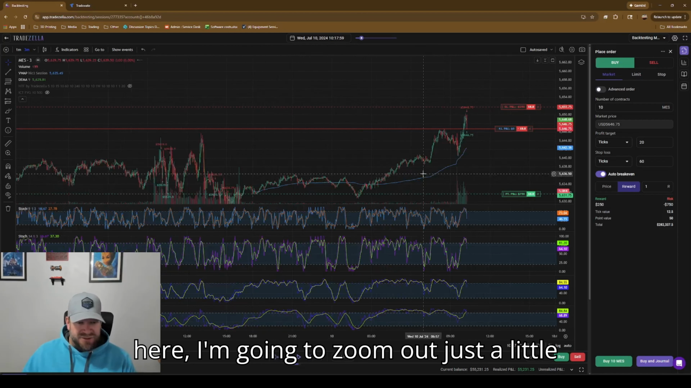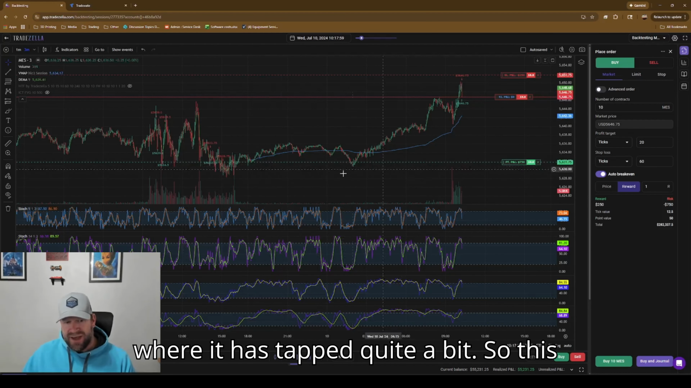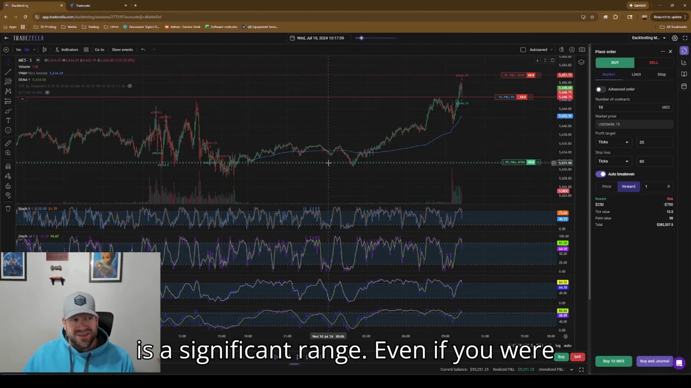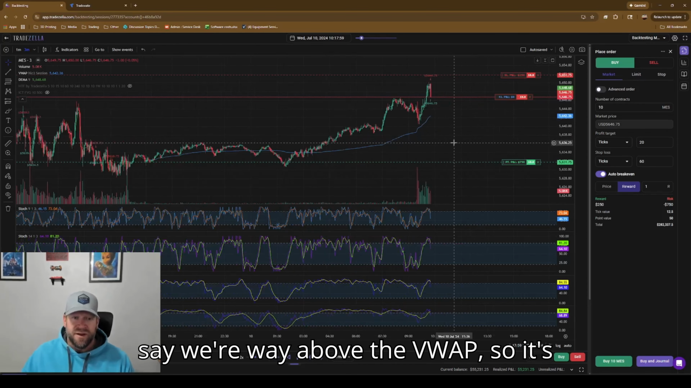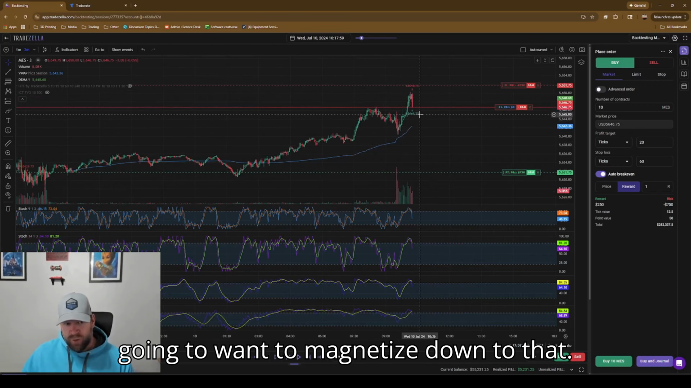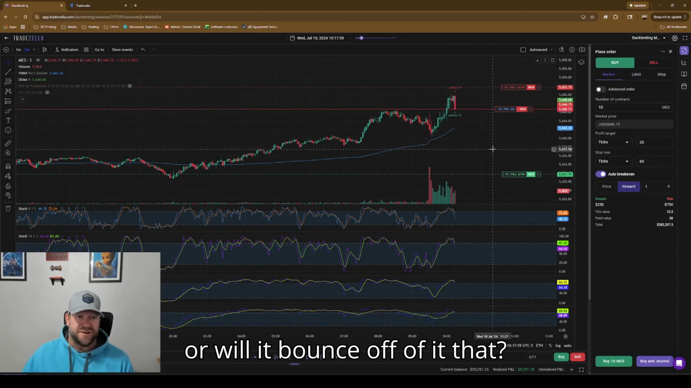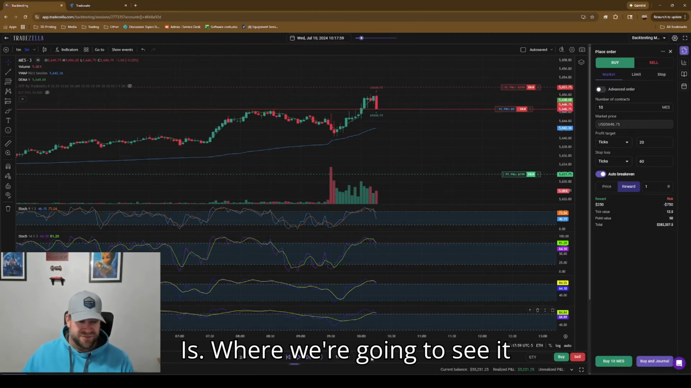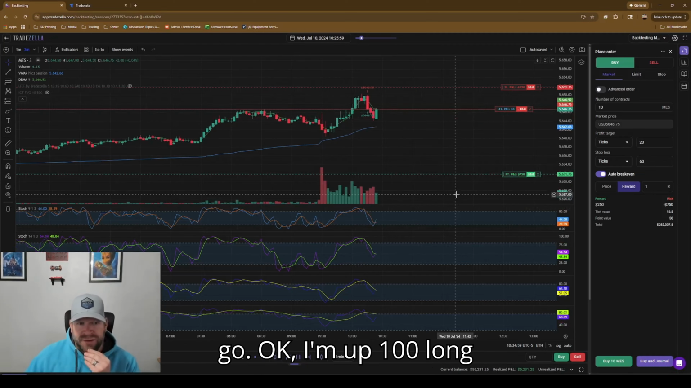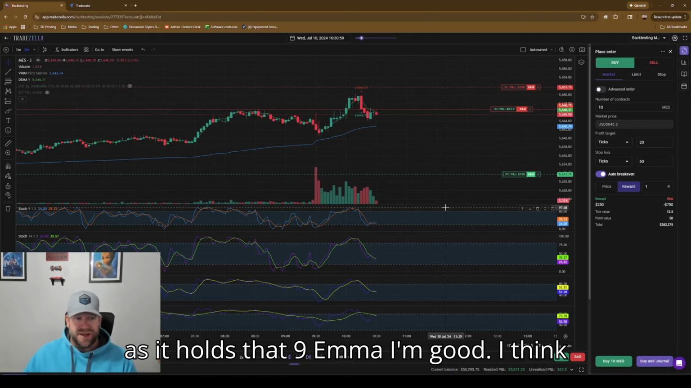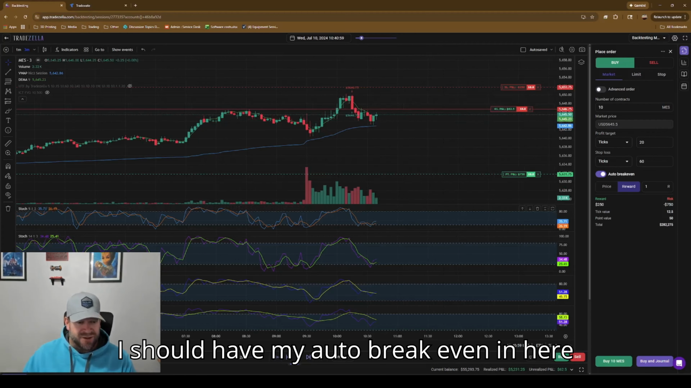And if you look here, I'm going to zoom out just a little bit. I'm down to the bottom of this range where it has tapped quite a bit. So this is a significant range, even if you were to zoom out on the 15-minute time frame, say. We're way above the VWAP, so it's going to want to magnetize down to that. The question is, will it push through it or will it bounce off of it? That is where we're going to see it go. Okay, so I'm up 100. As long as it holds that 9 EMA, I'm good. I think I should have my auto break even in here as well.